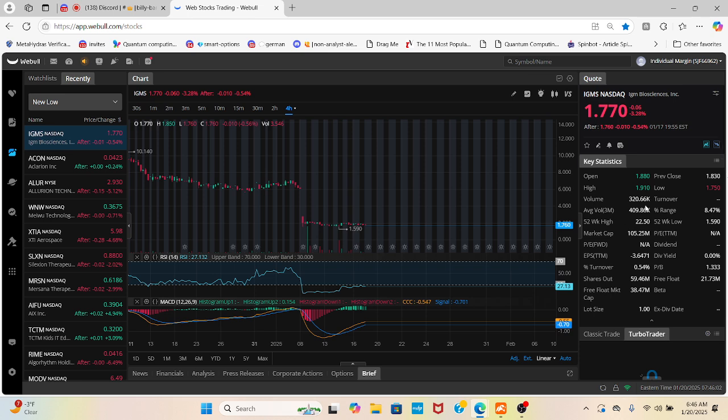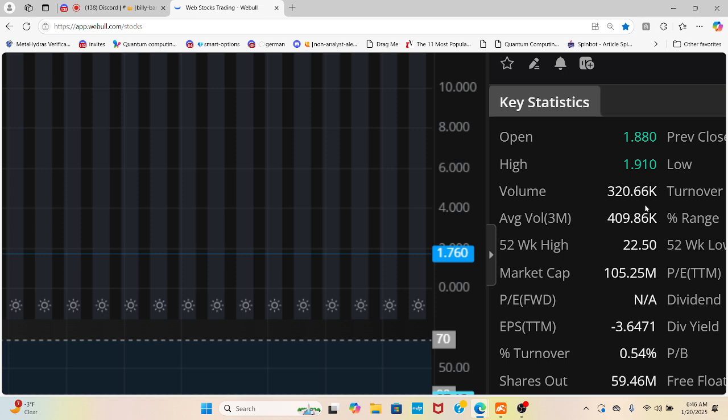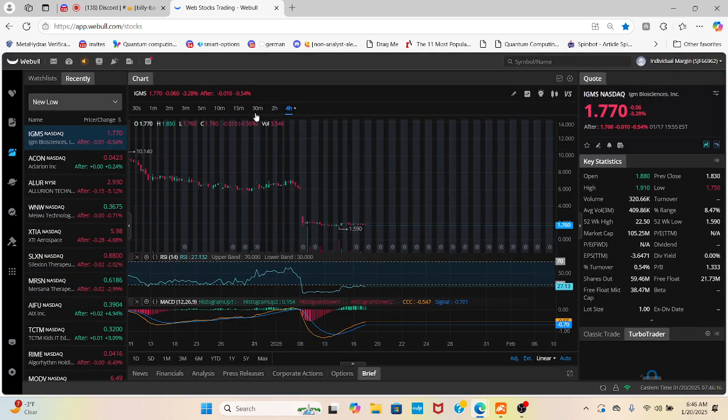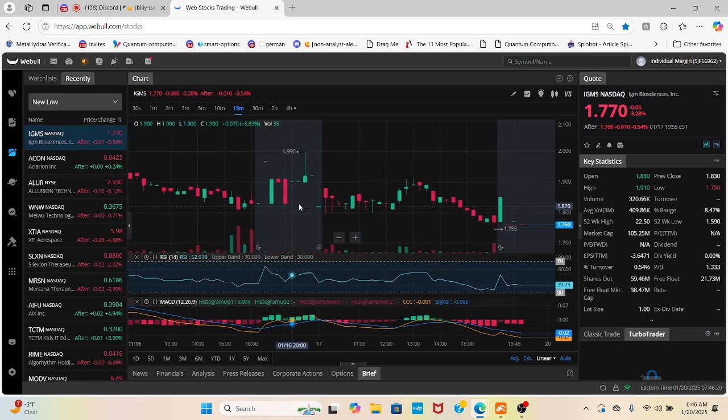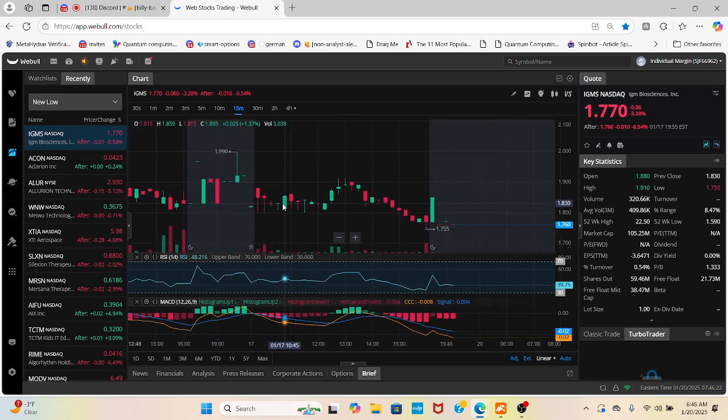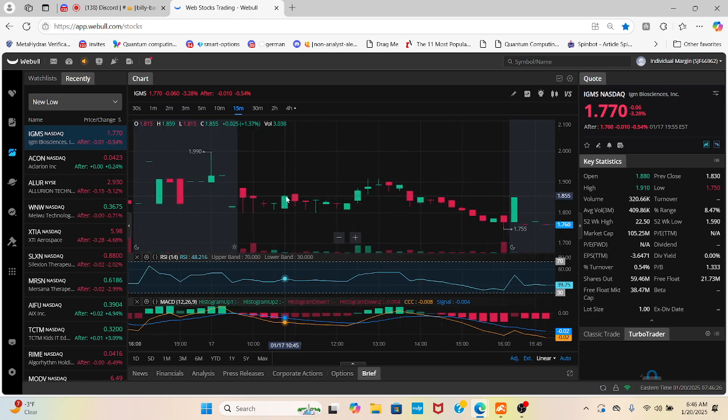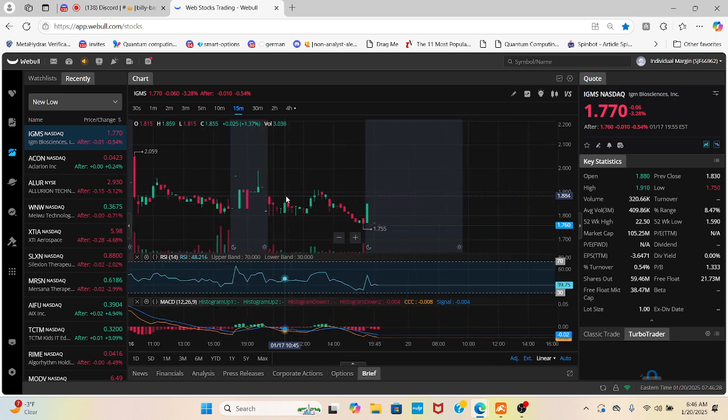If you see your stock with a volume of about 300,000 and you've got like 400,000 on average volume, well, that's a low volume stock. On average, it gets a low volume. So with having low volume like that, you'll have less activity and less volatility in that stock. As you can see, for an example, for IGMS, that's looking all choppy.